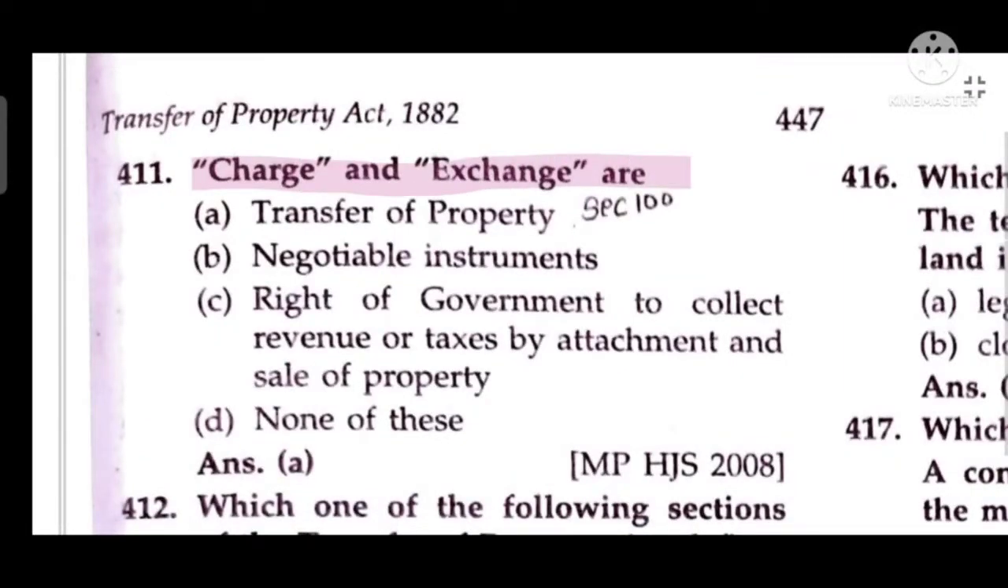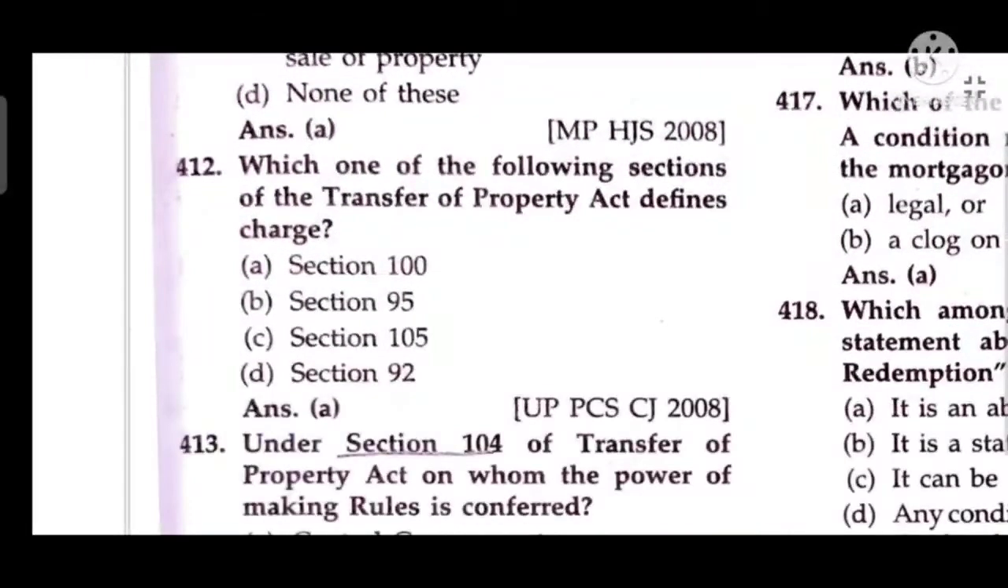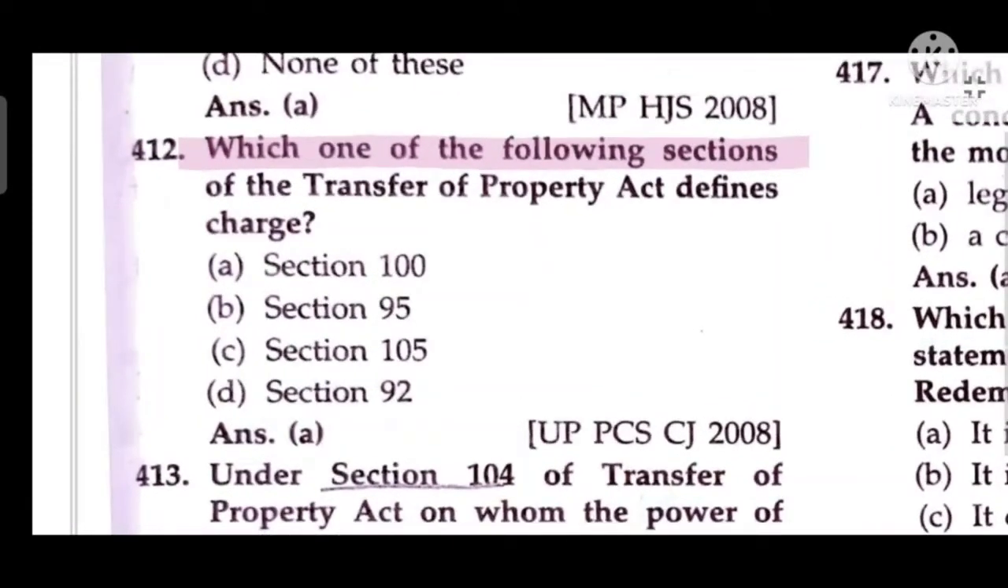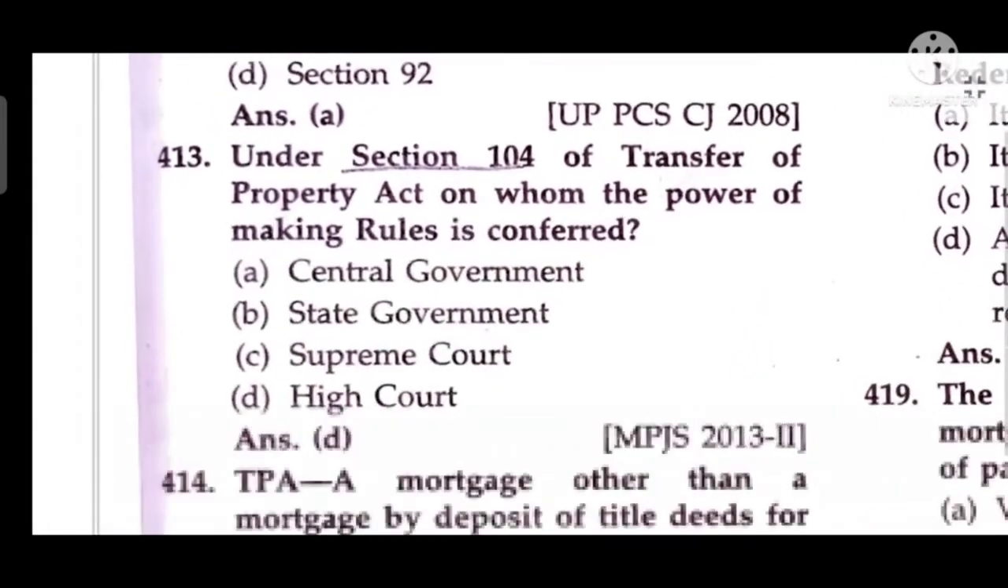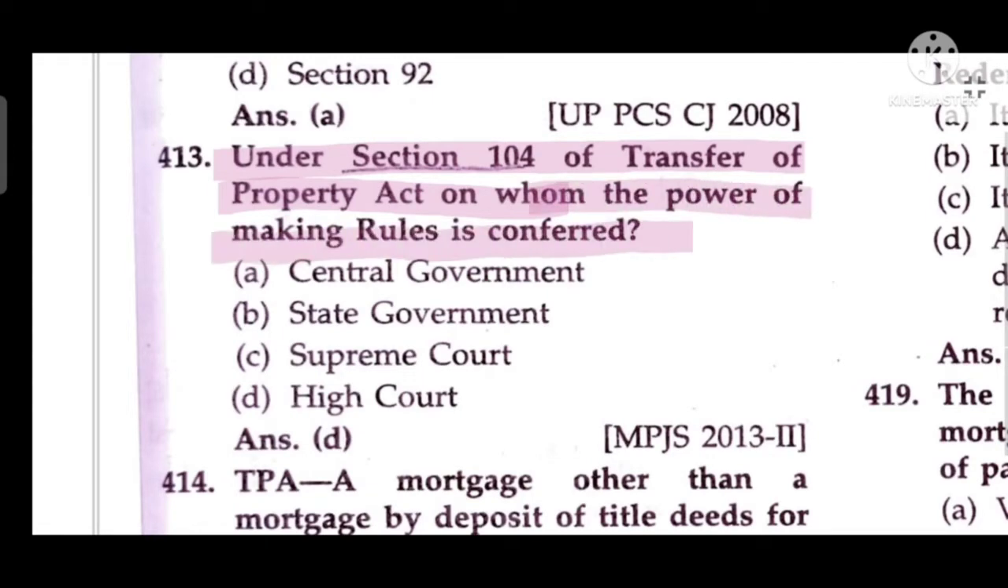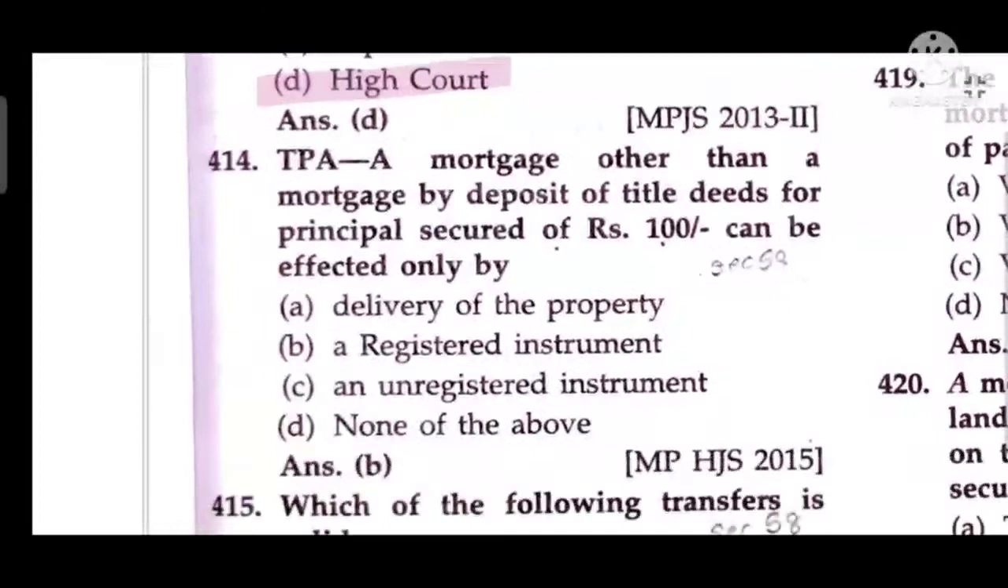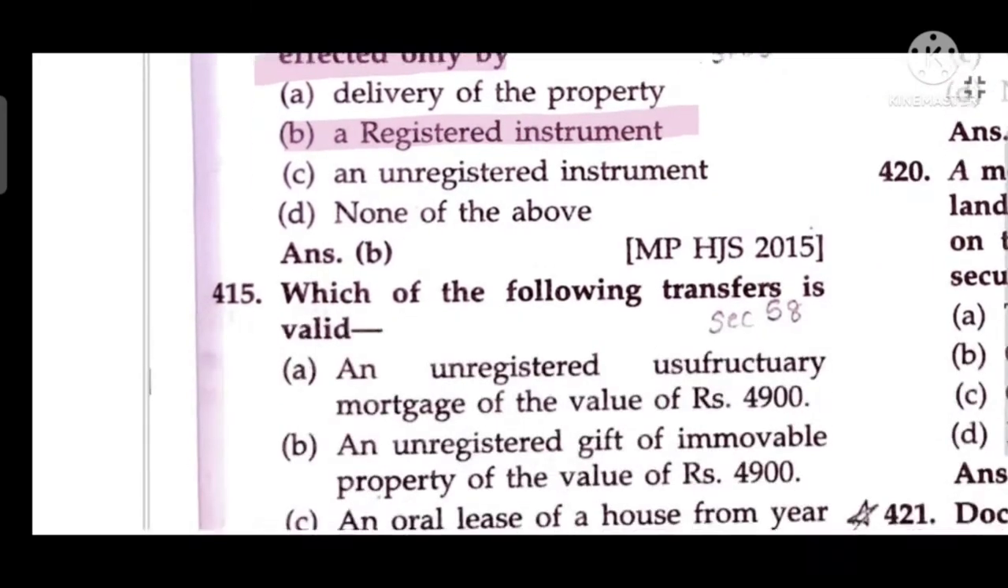Charge and exchange are transfers of property. Which one of the following sections of the Transfer of Property Act defines charge? Section 100. Under Section 104 of the Transfer of Property Act, on whom is the power of making rules conferred? High Court. Transfer of property: a mortgage other than a mortgage by deposit of title deeds, for a principal sum secured of ₹100 and upwards, can be effected only by a registered instrument.